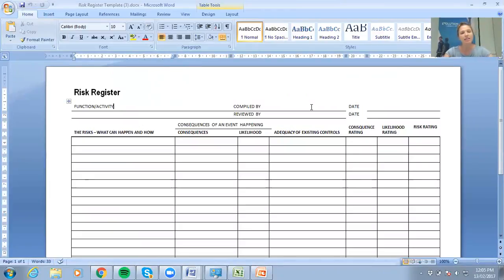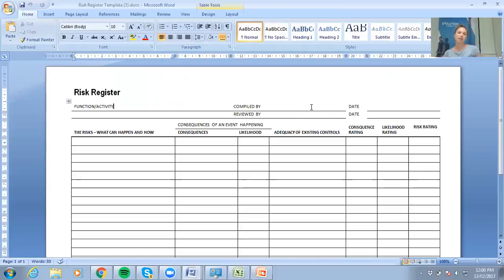Okay, then you need to think about what kind of risks would be associated with this event. Okay, you're not limited to any risks. There could be risks associated with the weather. There could be risks associated with people pulling out. There could be risks associated with your equipment or the venue that you've hired. It's completely up to you.